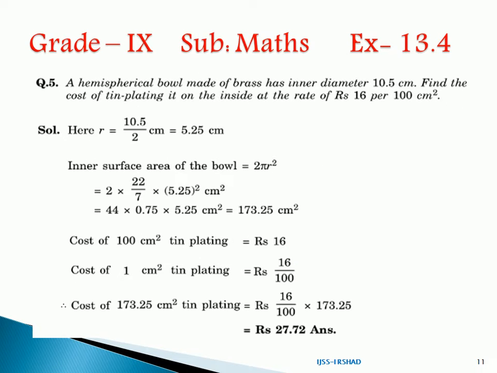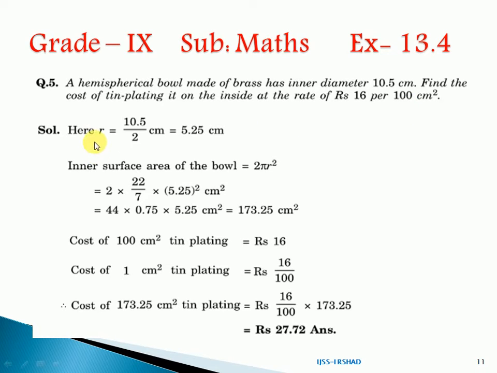Question number 5. A spherical ball made up of brass has an inner diameter of 10.5 centimeter. Find the cost of tin plating on it on the inside at the rate of rupees 16 per 100 centimeter square.